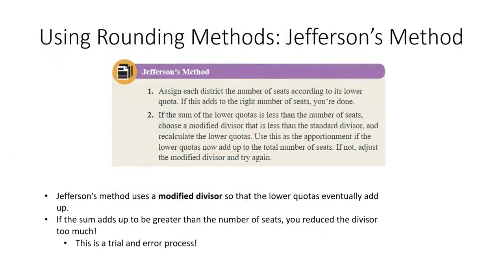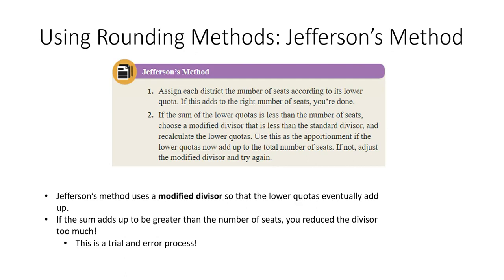Jefferson's method assigns each district the number of seats according to its lower quota, just like Hamilton's method. If the sum of the lower quotas doesn't work, we choose some modified divisor, a number that's not the standard divisor, a number less than the standard divisor, and then we recalculate those lower quotas. And then we use that if those values add up to the total number of seats. If not, we adjust the divisor and we try it again. Jefferson's method is a method of trial and error. We're just going to try numbers until it works. If for some reason the sum adds up to be greater than the number of seats, then we've reduced the divisor too much and we want to increase it again.